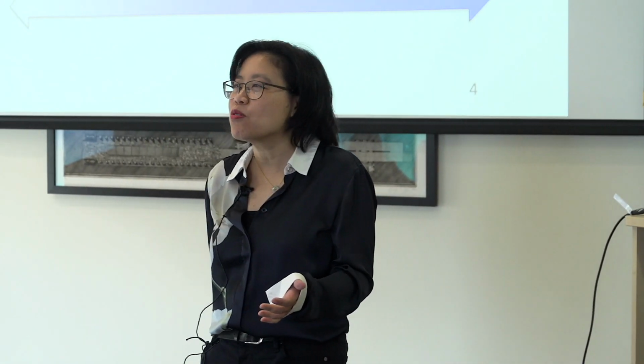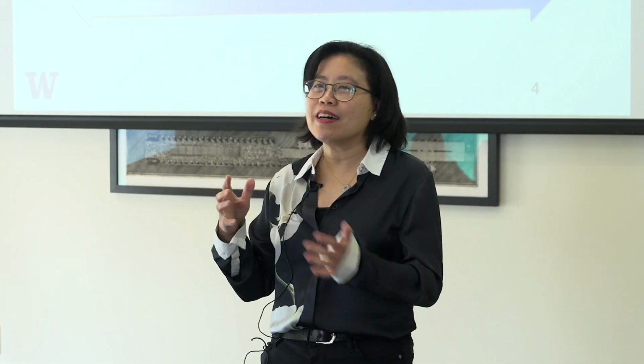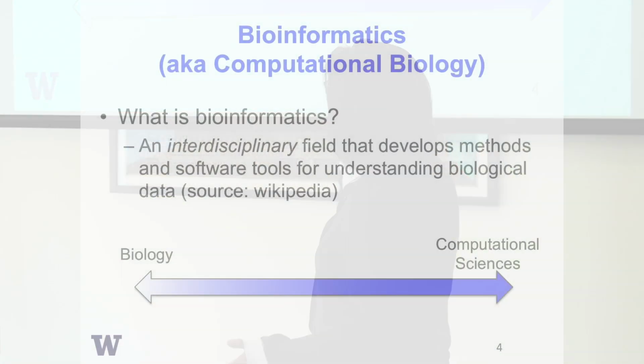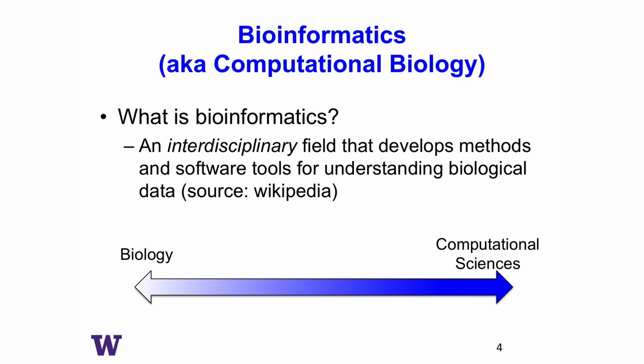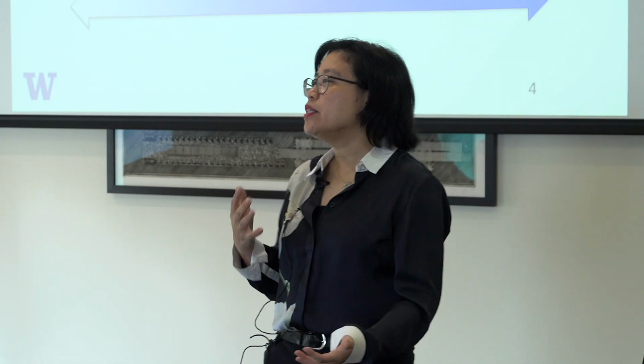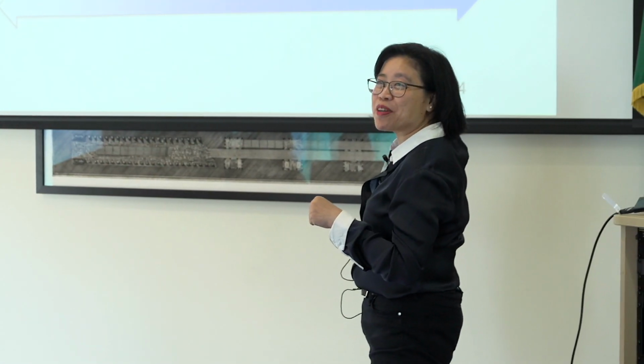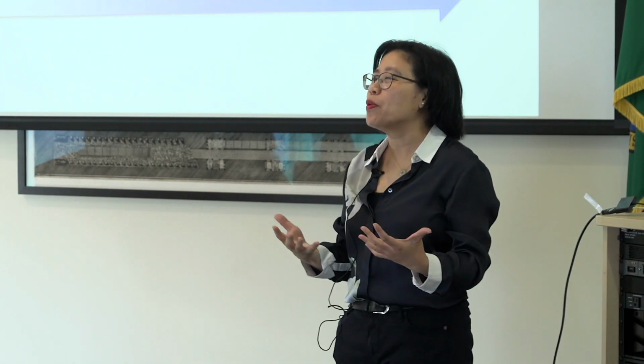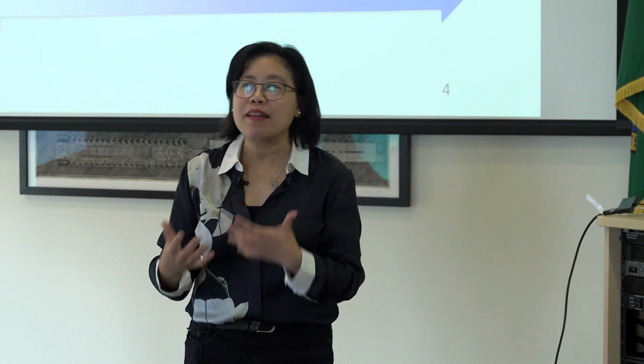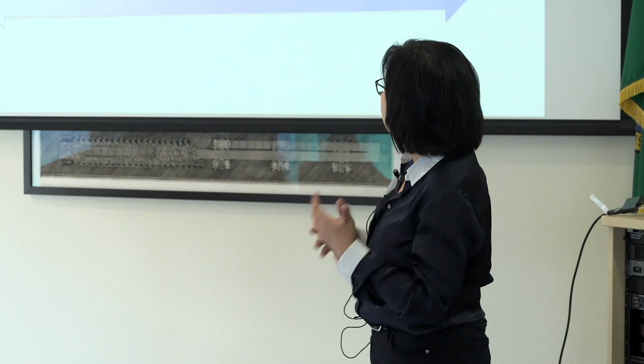When I started graduate school, we didn't call it bioinformatics. We used to call it computational biology. I don't know why that term has fallen out of favor these days. These days we just use these names interchangeably. So what is bioinformatics? According to Wikipedia, it is an interdisciplinary field that develops methods and software tools for understanding biological data. The way I look at it is a continuum between biology and computational sciences. Notice that I didn't say computer science, but computational sciences, which is much broader. So we include statistics, applied math, and many other disciplines as well, engineering, etc.